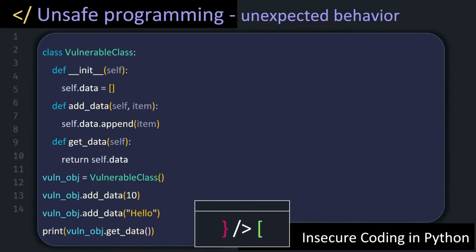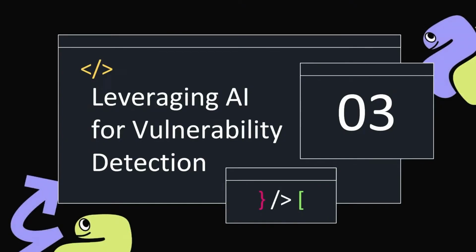The problem with this code isn't immediately apparent, but it introduces a potential data integrity issue. The vulnerable class allows adding any type of data to the self.data list without validation. This means you could end up with a list containing mixed types of data, which could lead to unexpected behavior or errors in parts of the application that process this data.